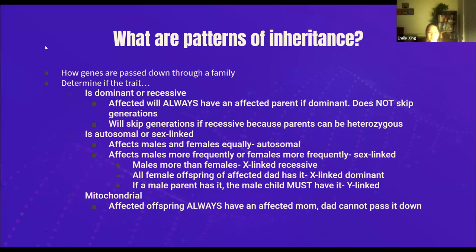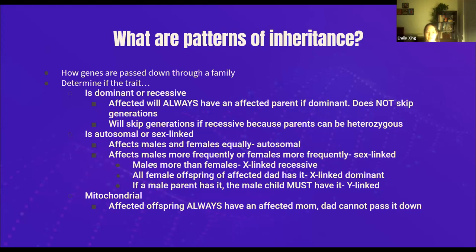And then determine if it's autosomal or sex-linked. Recall that humans have 23 pairs of chromosomes, and chromosomes are what have most of our genes that determine our traits. Autosomal chromosomes are the first 22 pairs that do not determine our sex. And then sex-linked means XX, which is female, or XY, which is male. If it affects males and females equally, so circles and squares equally, then it's autosomal. But if it affects one over the other, it's sex-linked.